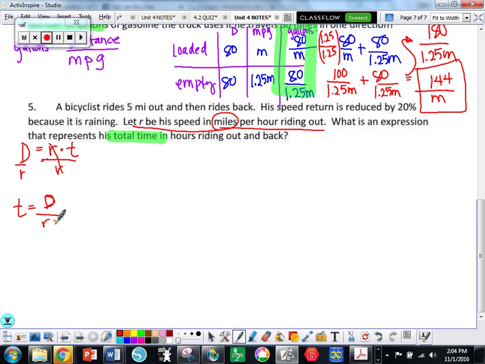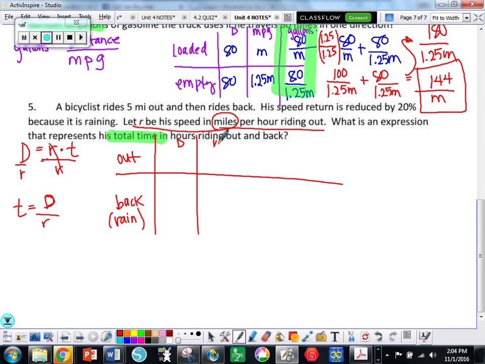So just like we did before, let's come up with a chart. This kid's riding his bike out, and then he's riding his bike back, right? In which of those cases is it raining? So this is where it's raining, right? So is this one slower or faster? Slower. We need to know the distance. We need to know the speed or the rate. And we're going to come up with an expression that has to do with the time using this equation.